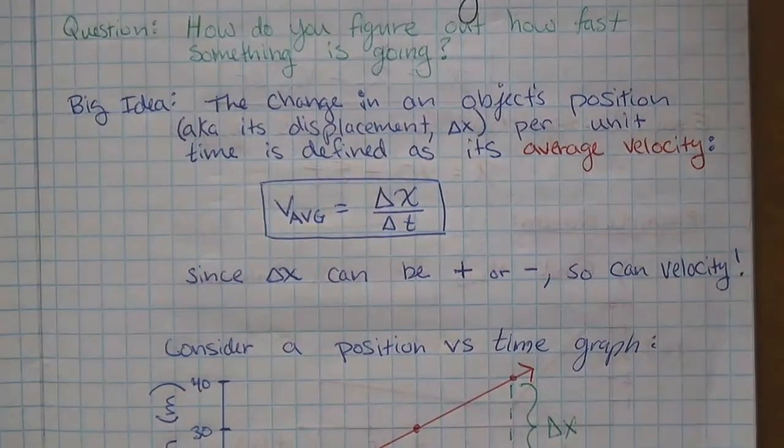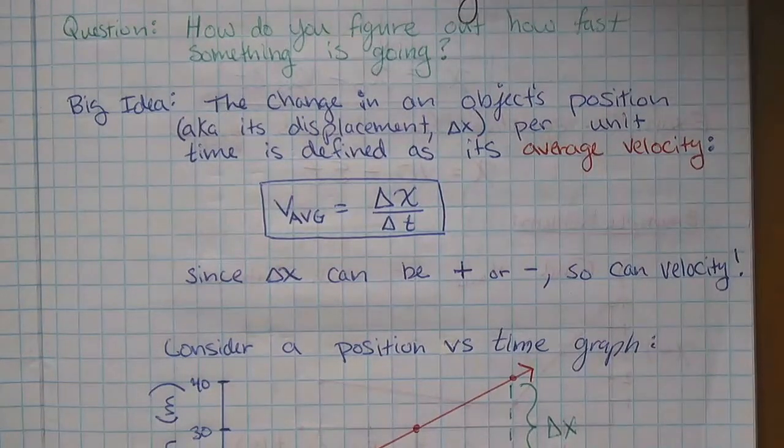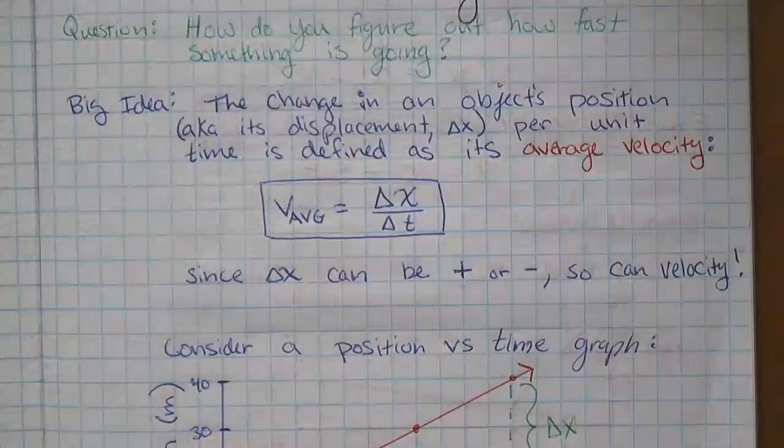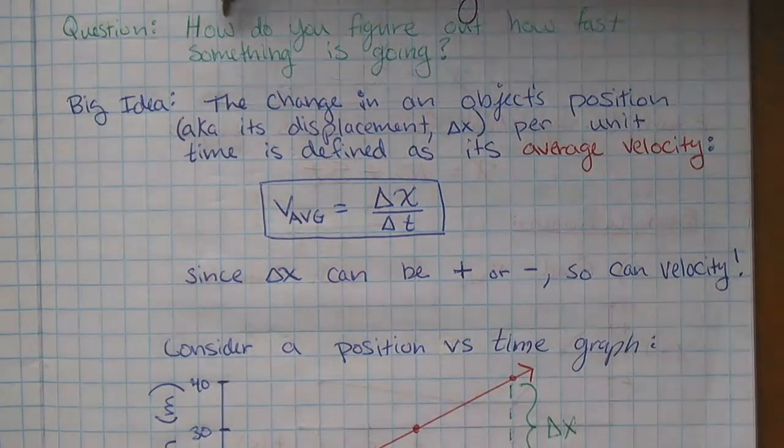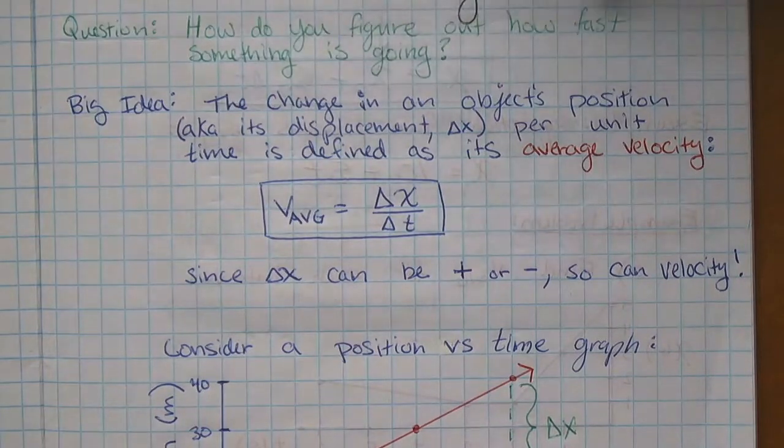So now we're going to look at our velocity notes. Velocity is a lot like speed. We can think about this as just like speed. There's a couple of minor differences, but we'll get to that in a little bit. First up, the guiding question for this set of notes is how do you figure out how fast something is going?